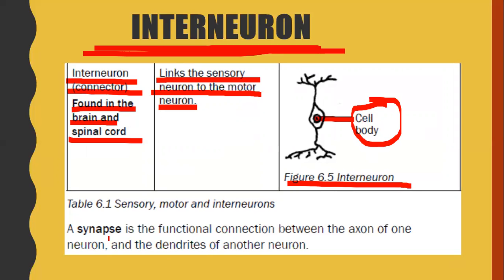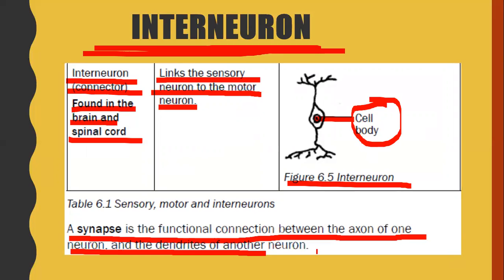So a synapse is the functional connection between the axon of one neuron and the dendrites of another neuron.